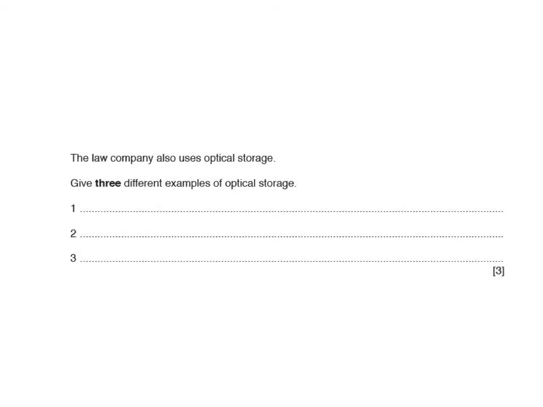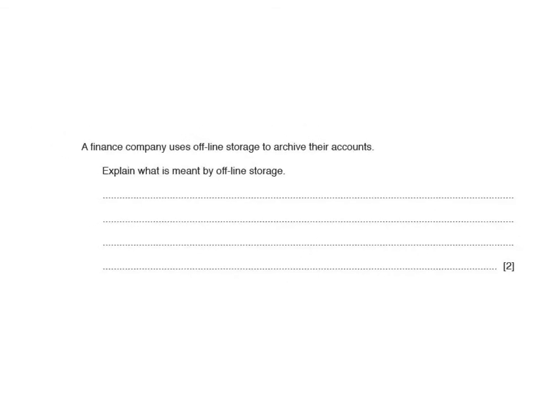Three different types of optical storage: DVD, CD, Blu-ray. Explain offline storage. I think we've done that one before. Offline storage is disconnected from computer. I think we covered this one. And it's portable.